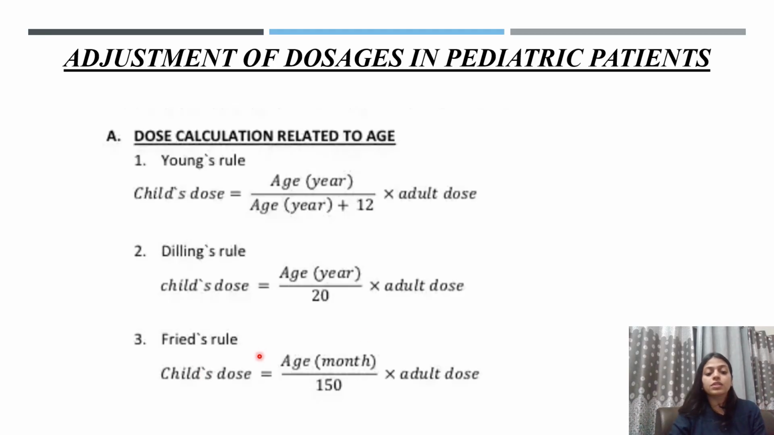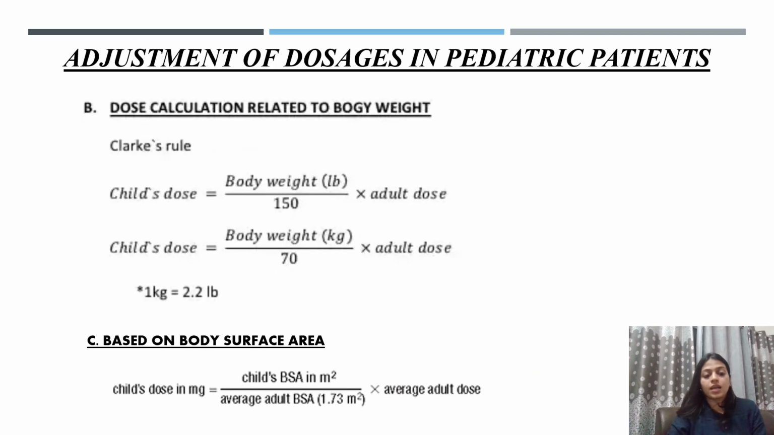And Freud's rule says that child's dose is equal to the age of the child in months, that is, it is usually for the infants, divided by 150 multiplied by adult dose. Then we can calculate dose based on the body weight of the child. So Clark's rule says child's dose is equal to body weight in pounds divided by 150 multiplied by adult dose, and also if the body weight is in kg, then divide by 70 and multiply it by the adult dose. So we get the dosage.